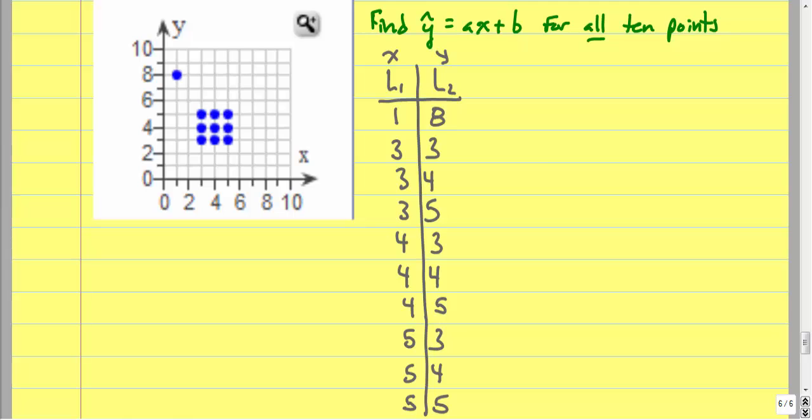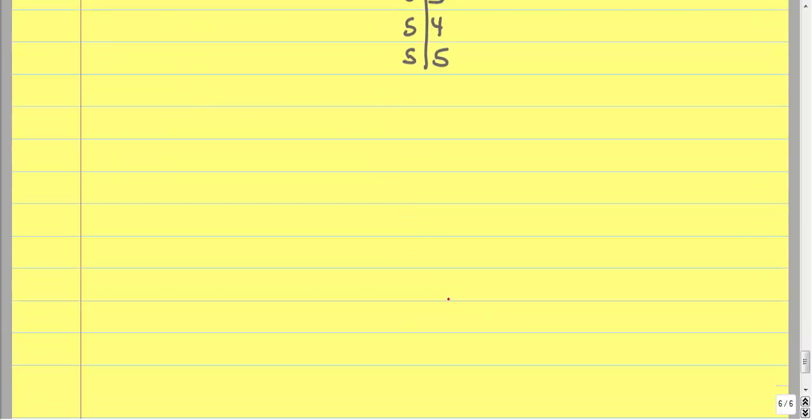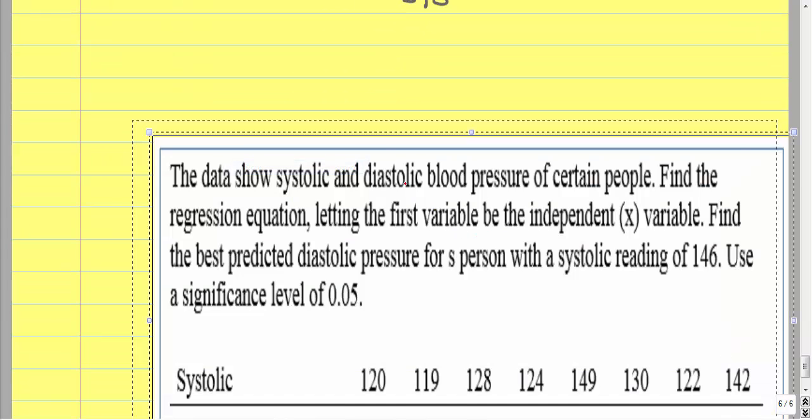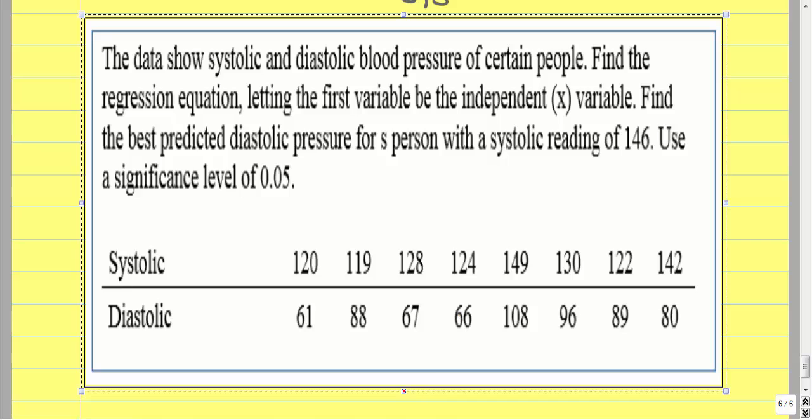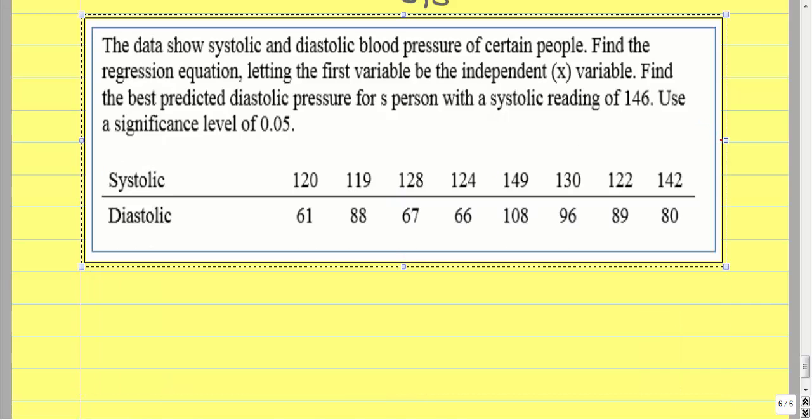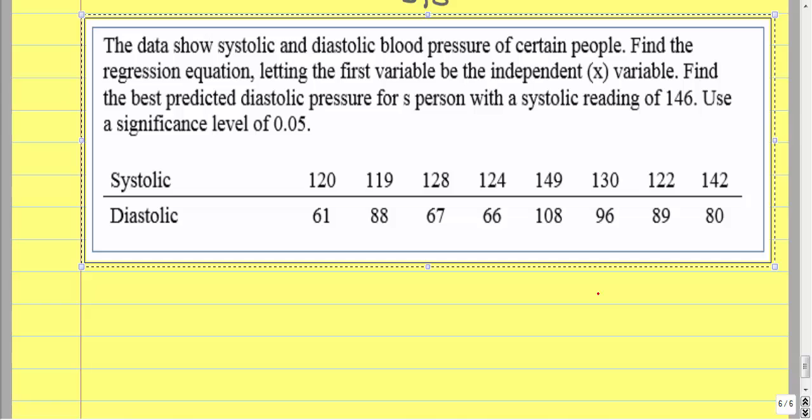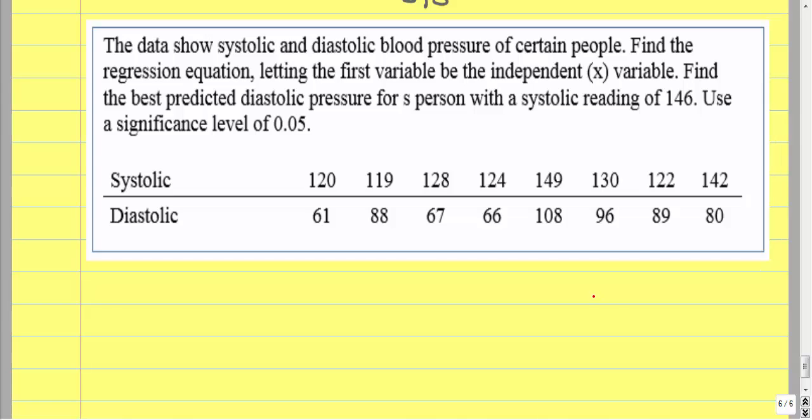Okay, we are going to run through one more problem. For this problem, we're going to look at something with blood pressure. First of all, let's have a look at the data. It says the data below show systolic and diastolic blood pressure of certain people. So we're trying to see if there's a relationship between the two, systolic and diastolic.